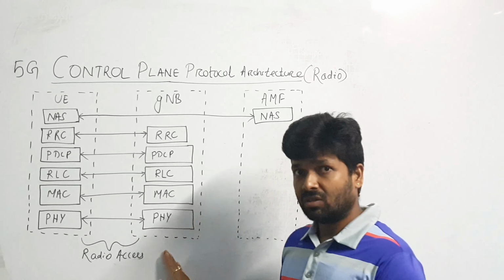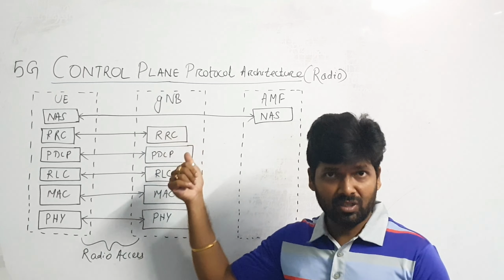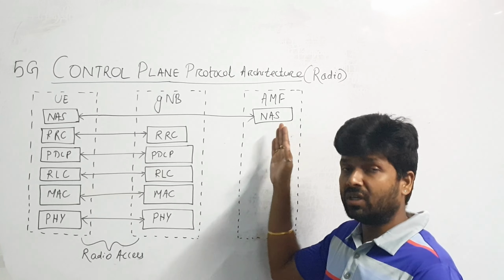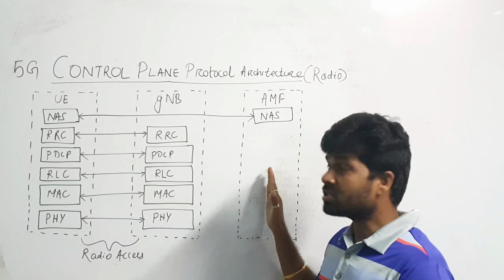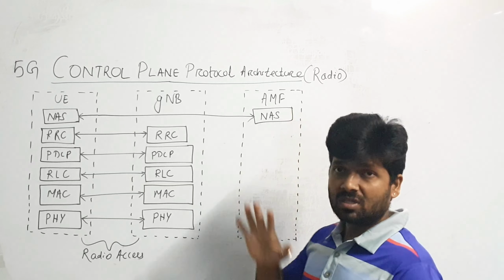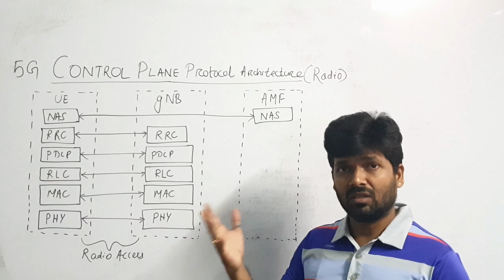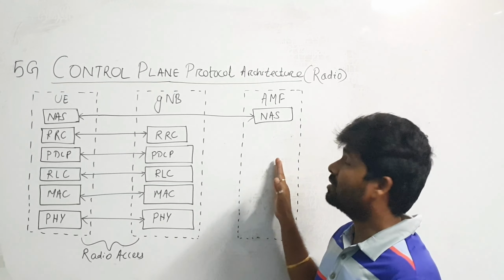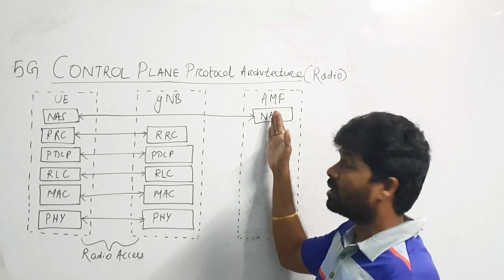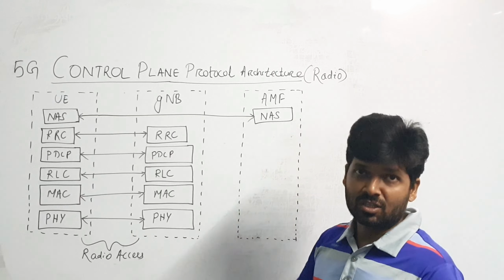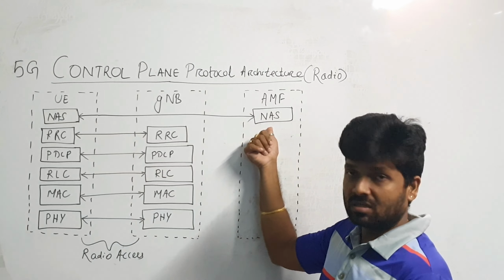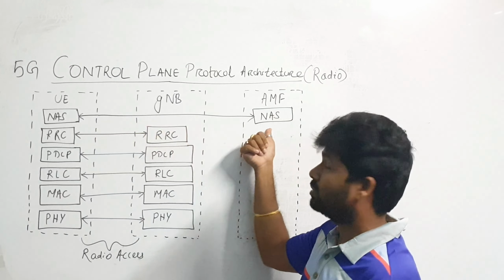This one is gNode B, or the next generation Node B, or the 5G Node B. And this one is AMF. This is a new entity on the 5G core side, the access and mobility management function, which was done by the MME in LTE, but in NR all those MME functionalities have come here in the access and mobility management function. Okay, so we'll start from UE NAS to AMF NAS.